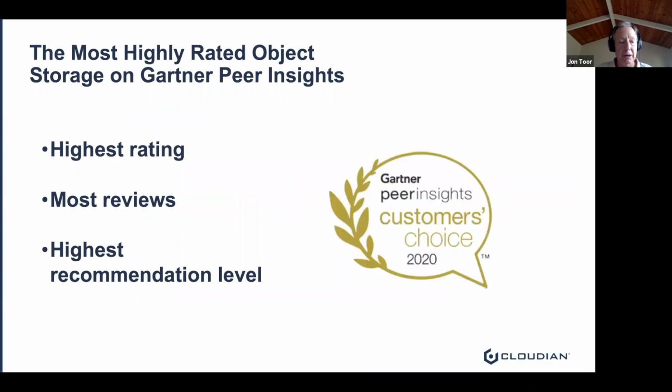And then all of this has led to a great honor for us in that we are the most highly rated object storage on Gartner Peer Insights in terms of the user rating, in terms of the number of reviews, in terms of the percent that would recommend Cloudian. We've earned the highest level of achievement in all of those categories and earned the Gartner Peer Insights Customer Choice Award for 2020. This is a peer-driven award, by the folks that actually use our product, who have come to Gartner and said, this is a fantastic product, it works for us, and let me tell you why. So we're really proud of that.